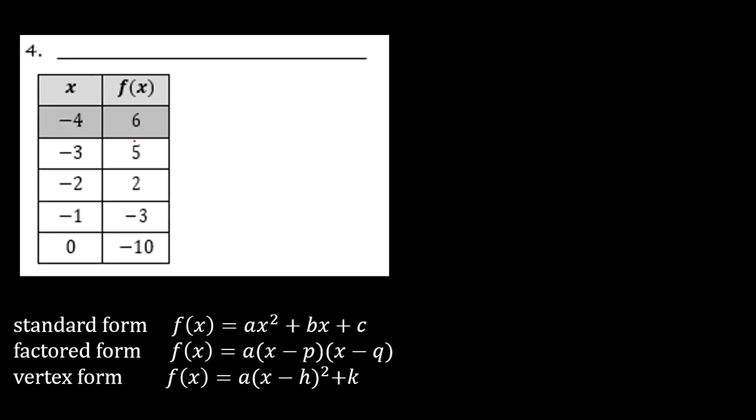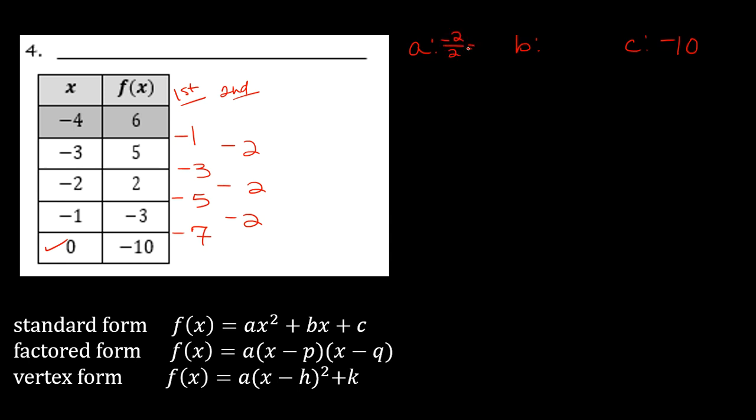Number 4. My x values are consecutive integers and I have the y-intercept. So we're going to go straight to standard where we have an A, a B, and a C to identify. My C is -10. Now let's find the A. My first difference, it's going down 1, down 3, down 5, and down 7. Again, that's the first difference. Now the second difference, I'm going down 2, down 2, down 2. So this tells me when I have a second difference that is constant, this function table is indeed quadratic. My A value is the second difference divided by 2.